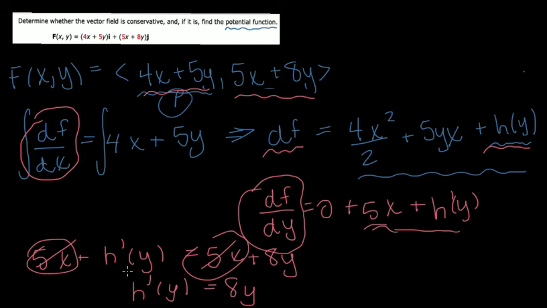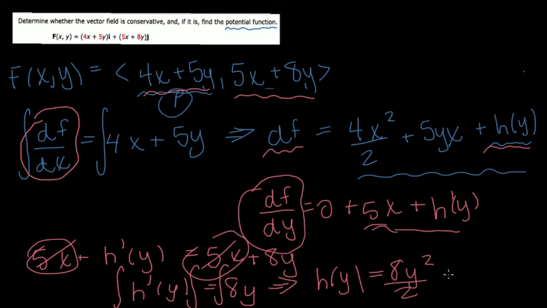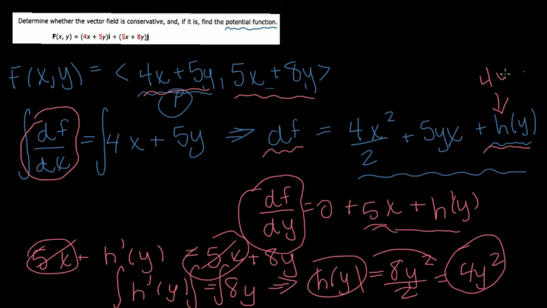So if we take the integral of both sides here, h prime of y, not anymore since we take the integral, would just be h of y. And this would be equal to, this integral sign actually has to be over here, 8y squared over 2. And that's just 4y squared. So this is our h of y that we just solved for. So we could just plug this in over here, 4y squared. And that would give us the actual potential function.